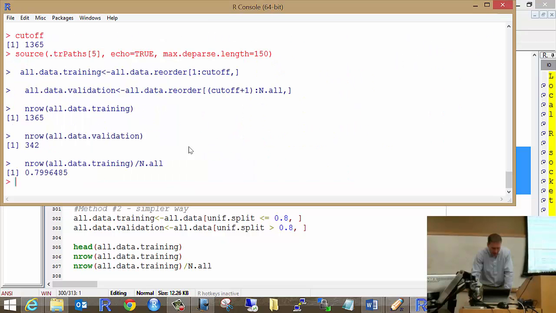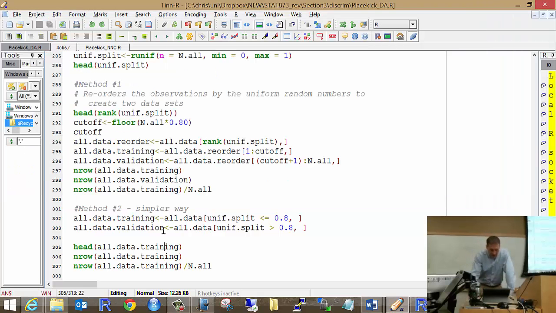And let's take a look at what happens. So 1,365 in the training, 342 in the validation. What's the percentage in the training? 79.96%. Again, right about 80%. That's what we're interested in. That's one way then that you can divide your data set into a model building and also a validation data set. Let's take a look at a different way.